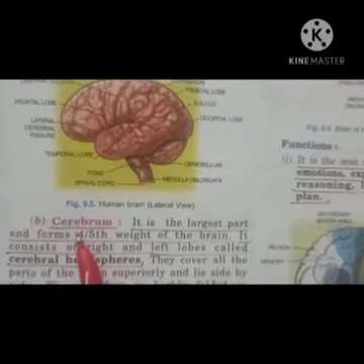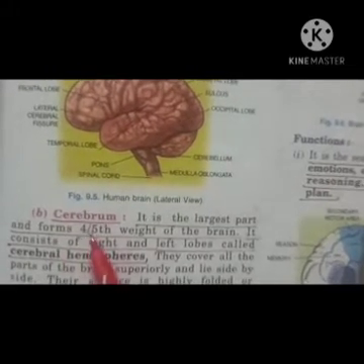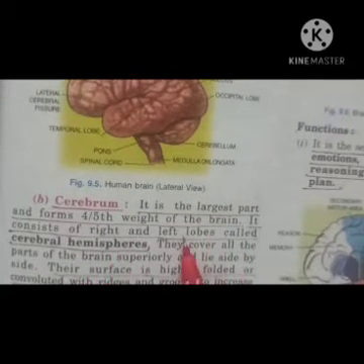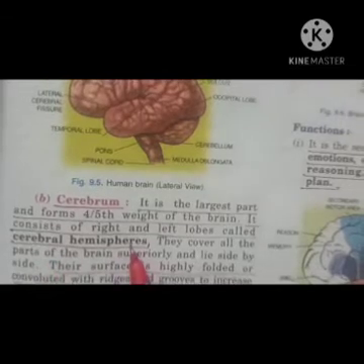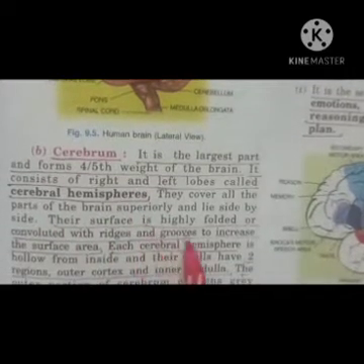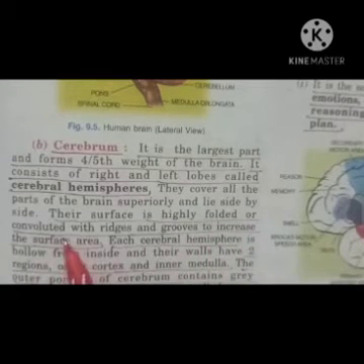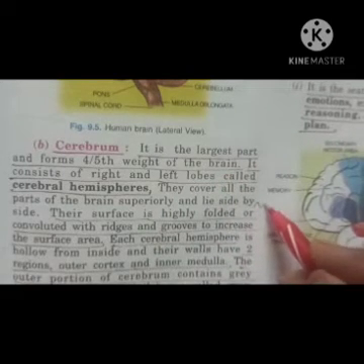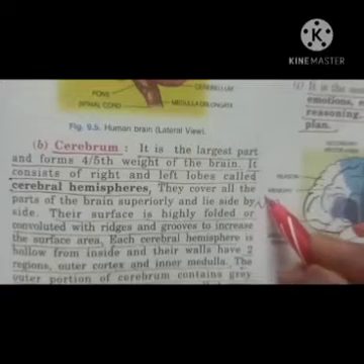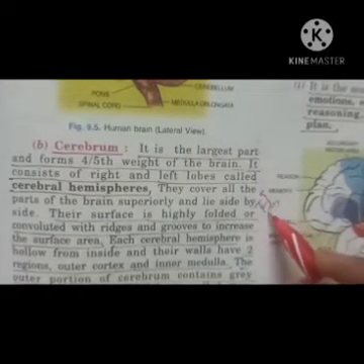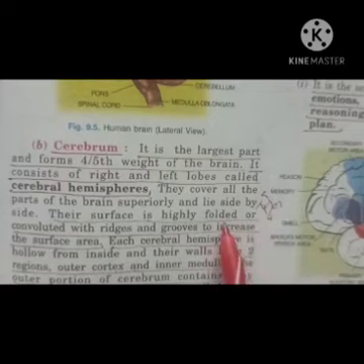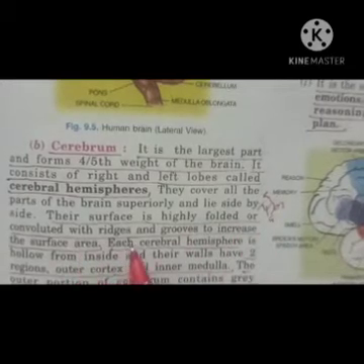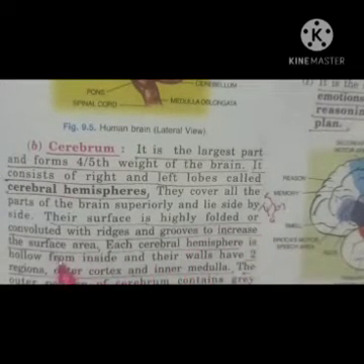It is the largest part of the brain and it forms 4/5 of the total weight of the brain. It consists of right and left lobes, which are called cerebral hemispheres. Their surface is highly folded or convoluted with ridges and grooves. What are ridges and grooves? I think all of you have seen the tire, right? So these are called ridges, and these are called grooves. So you have seen that the surface of the brain is highly folded or convoluted with ridges and grooves. Why? To increase the surface area.